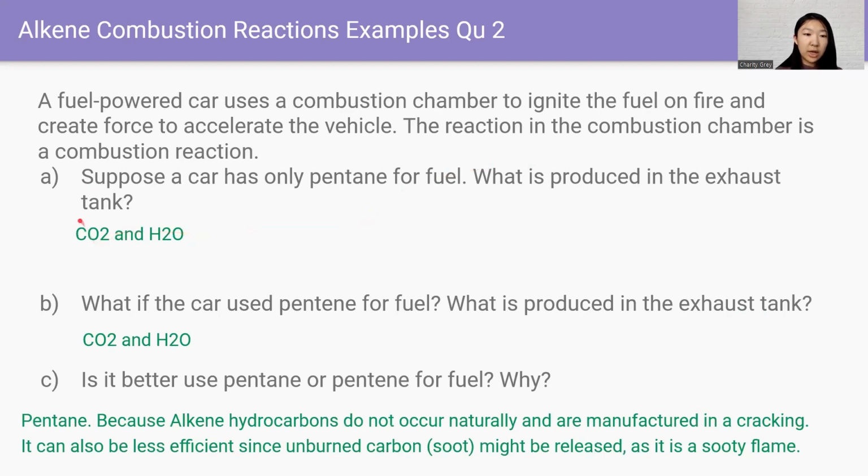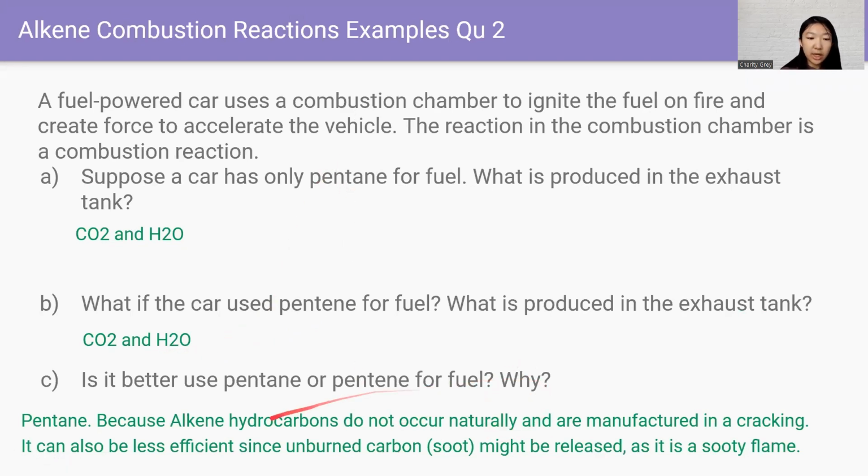The car has only pentane for fuel. So what should be produced in the exhaust tank is CO2 and H2O, which are the common products of combustion reactions. And you notice that when we use pentene for fuel, it also produces CO2 and H2O. It actually doesn't change whether you use alkane or alkene for fuel. However, it is better to use pentane.